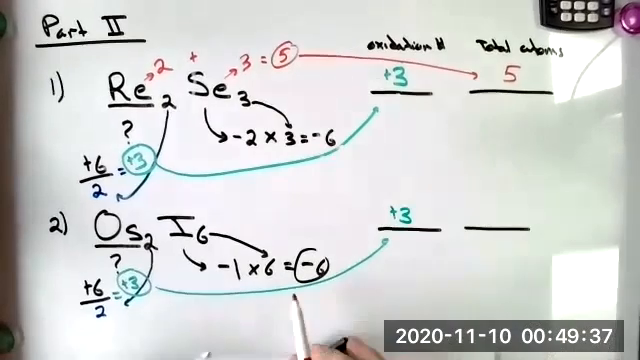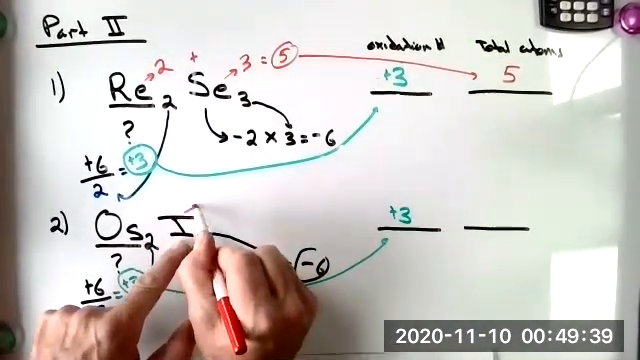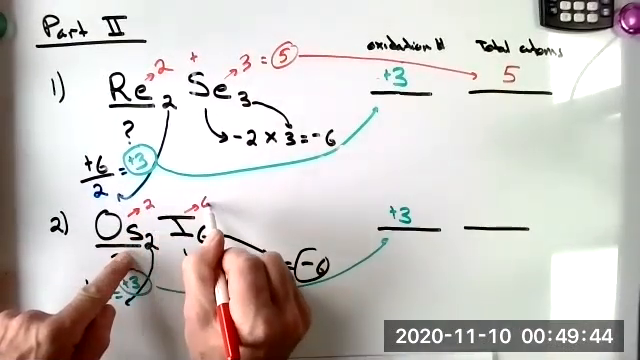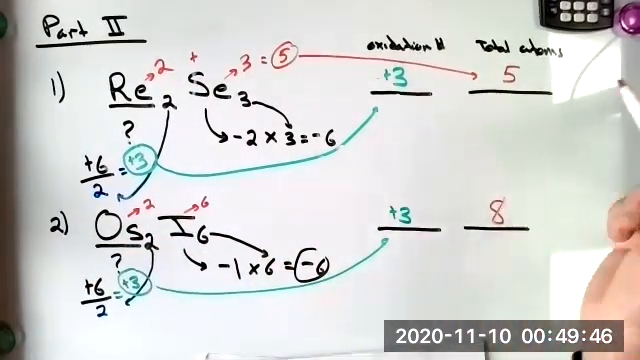Total number of atoms, I like doing these. Hey, you got 6 iodines in here. You've got 2 osmiums for a grand total of 8.